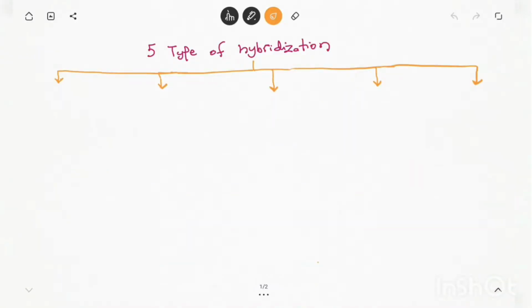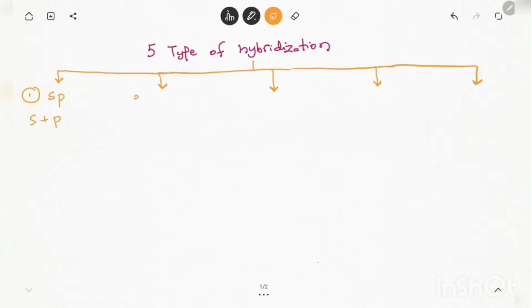In this video, we are going to discuss some questions related to hybridization and orbital overlapping. So before that, let's recap what we have learned about hybridization. We have 5 types of hybridization. The first one is sp. sp hybrid is a mixing of s and p orbital.